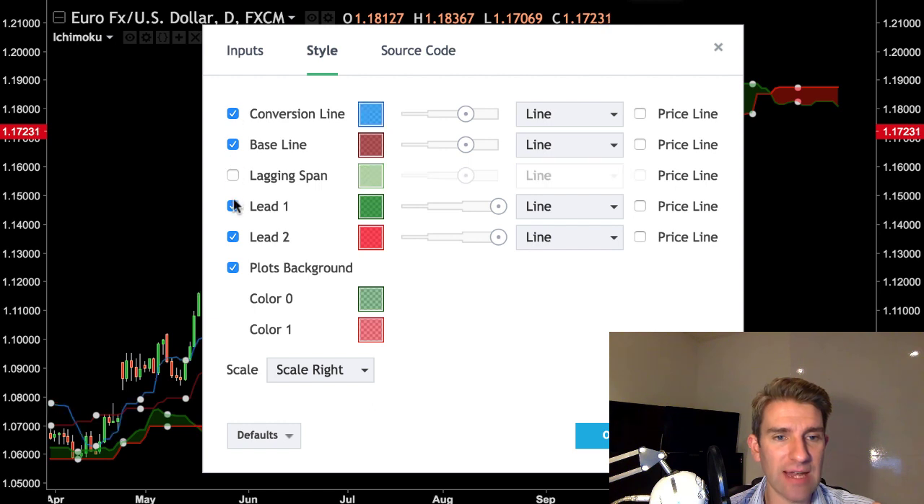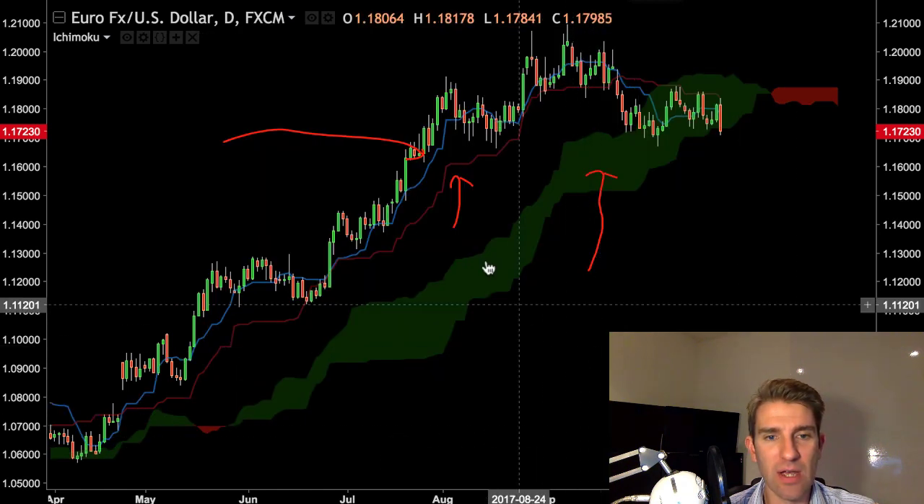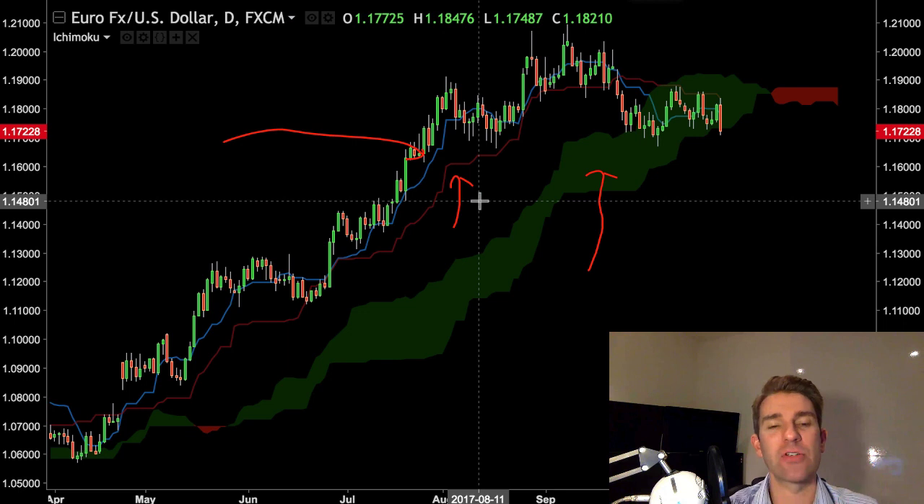Let's get rid of the lagging span and the leading spans, and we'll talk about this. These two are literally moving averages, guys. On a daily chart, and I've got Euro US dollar daily up here, it's a 9-period moving average and a 26-period moving average. So it's about two weeks and about a month's worth of moving average. Pretty simple stuff. However, a little twist is that it's calculated on the midpoint, not the close as we normally do with our moving averages. So 9-period, 26-period. It's pretty simple, makes a lot of sense.